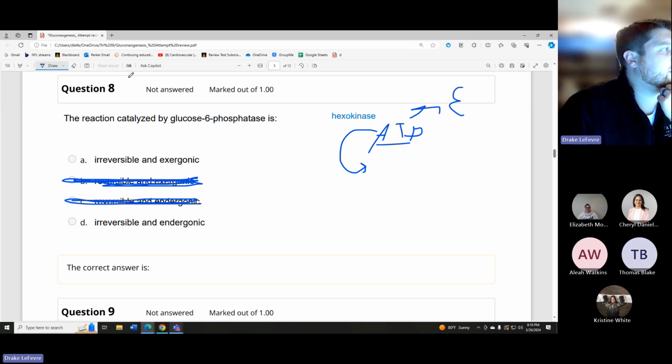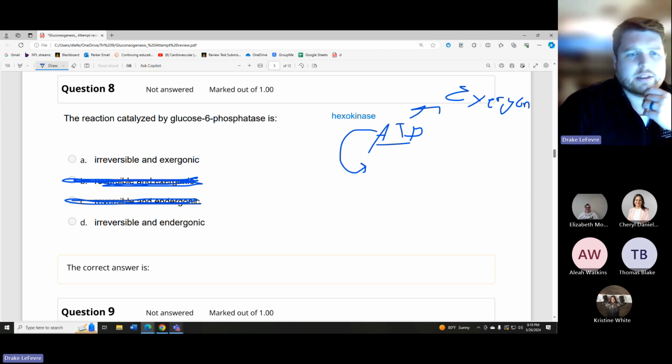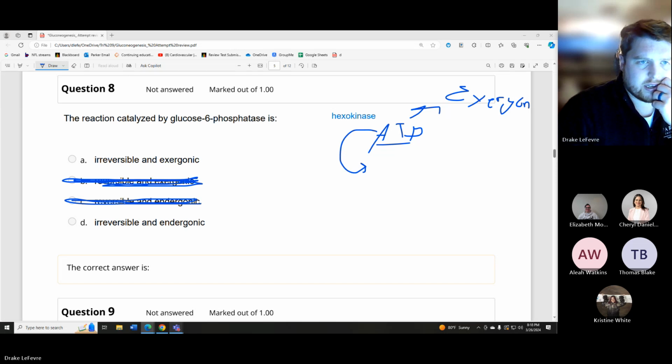Yes. So is our hexokinase reaction endergonic or exergonic? Exergonic. That one is exergonic. And this one, let me double check because I'm seeing the answer and I want to make sure, because sometimes the answers that he has in here aren't correct, as we learned a couple weeks ago. I just want to make sure.